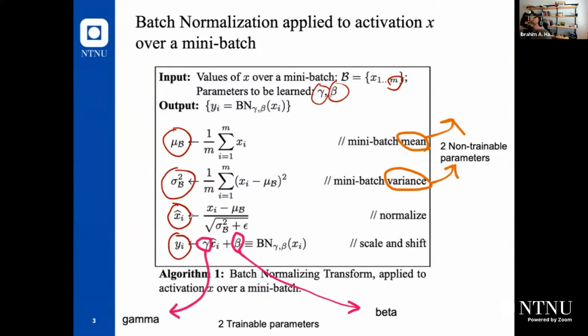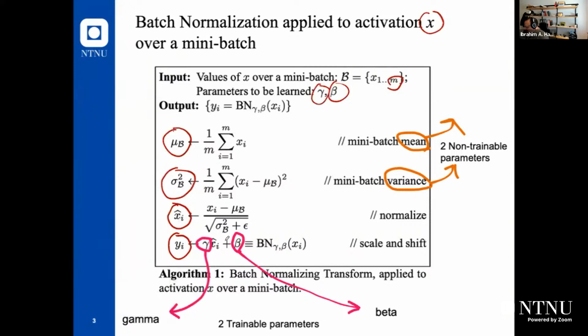We will do this over each mini batch. For each layer, we apply the inputs, calculate the outputs after the activation, and get those x values over the whole mini batch. We do this layer by layer. Instead of feeding x directly to the next layer, we feed yi, and yi is gamma multiplied by normalized xi plus beta.